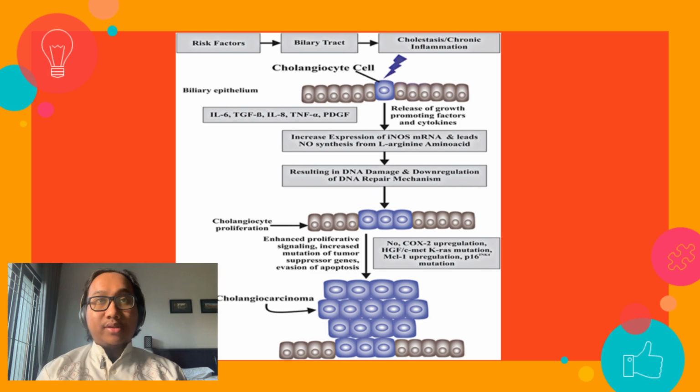Cyclooxygenase 2 dysregulates cholangiocarcinoma growth and apoptosis resistance, and increases the regulation of pro-oncogenic signaling pathways such as hepatocyte growth factor, interleukin-6, and EGFR.